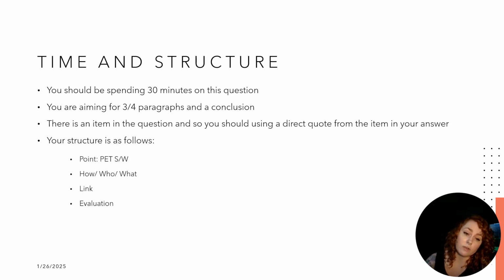So your structure's as follows. You've got your point. Your point can either be a practical, ethical, or theoretical strength or weakness. So just one of those. In the main body part of your paragraph, rather than having our evidence and explain, we're going to go for the who, how, and what part of it. So this is where you're linking your method to your context. Then you're going to link that back to your question to show that you are answering that question, and then you're going to evaluate it because this is a 20-mark evaluate question.